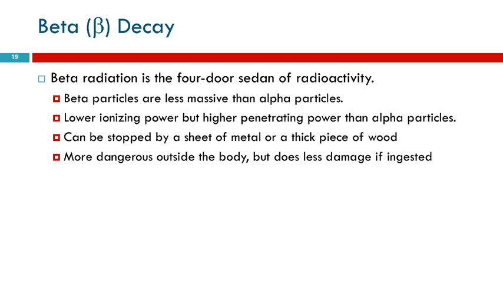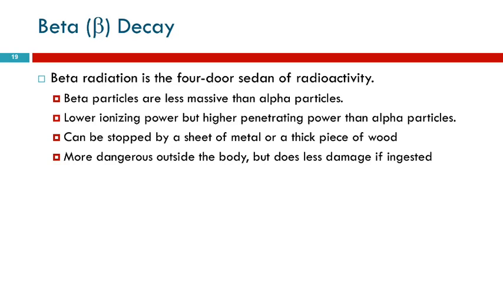So alpha particles are semi-trucks. Beta particles are four-door sedans. So they're less massive, right? They have lower ionizing power. You smash a four-door sedan into a brick wall, it's going to do some damage, but not nearly like the semi-truck, right? But then you think about the penetrating power. A four-door sedan will do much better in a traffic jam. So it will be able to penetrate better, but it does less damage.